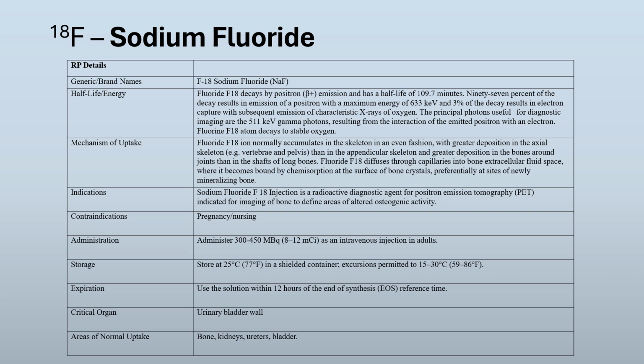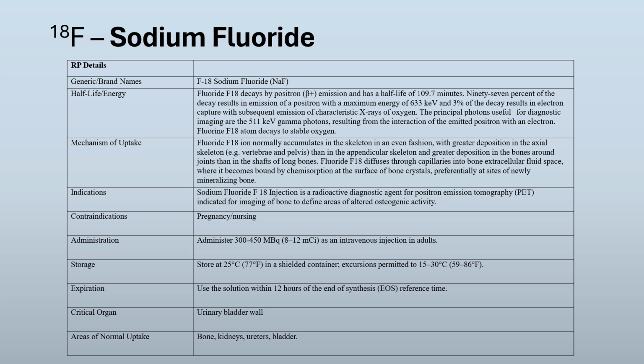The critical organ for sodium fluoride is the urinary bladder wall. It is excreted through the urine very similarly. It also expires within 12 hours of being made, and typical areas of uptake are the bones, kidneys, ureters, and bladder. Kidneys, ureters, and bladder show up because of that urinary excretion, so really it localizes to the bones.